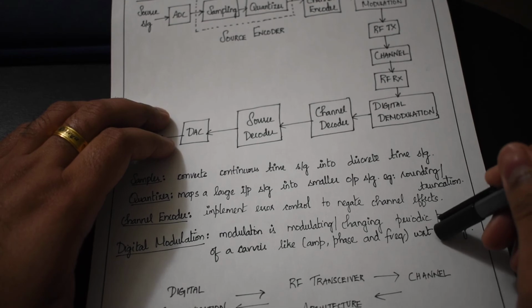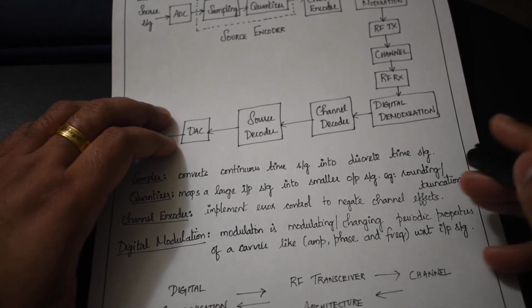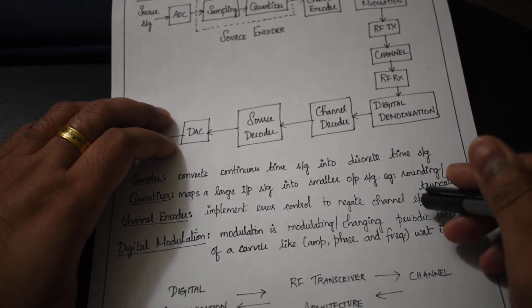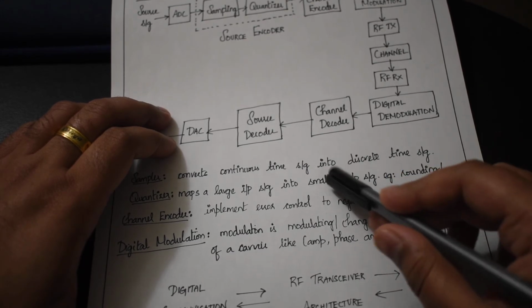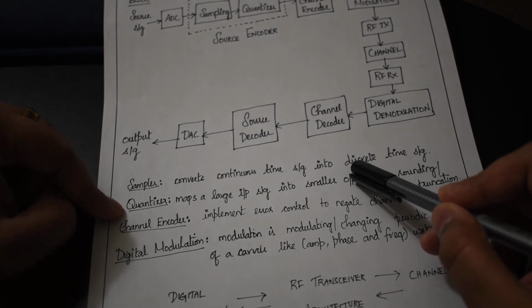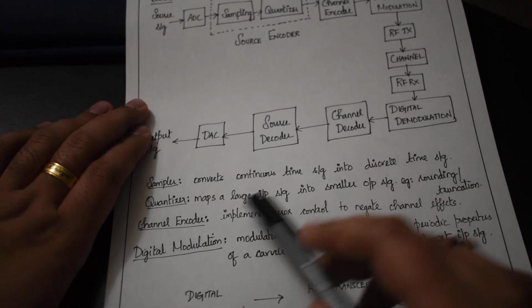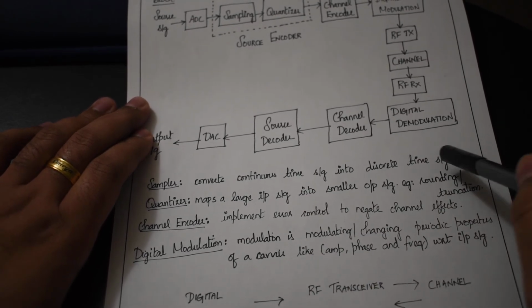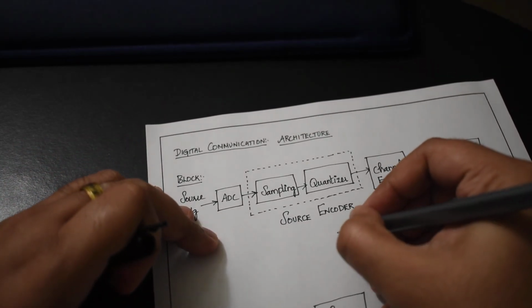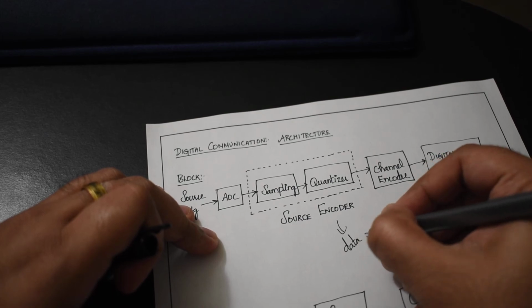Rounding means the value is assumed to be either the higher value or the lower value depending on how close it is, and truncating means we are just cutting it off so that it matches our output signal. We will see the quantizer and the sampling theorem in detail in the coming videos. The purpose that we achieve with both sampler and quantizer is nothing but the source coder. What it does is data compression.